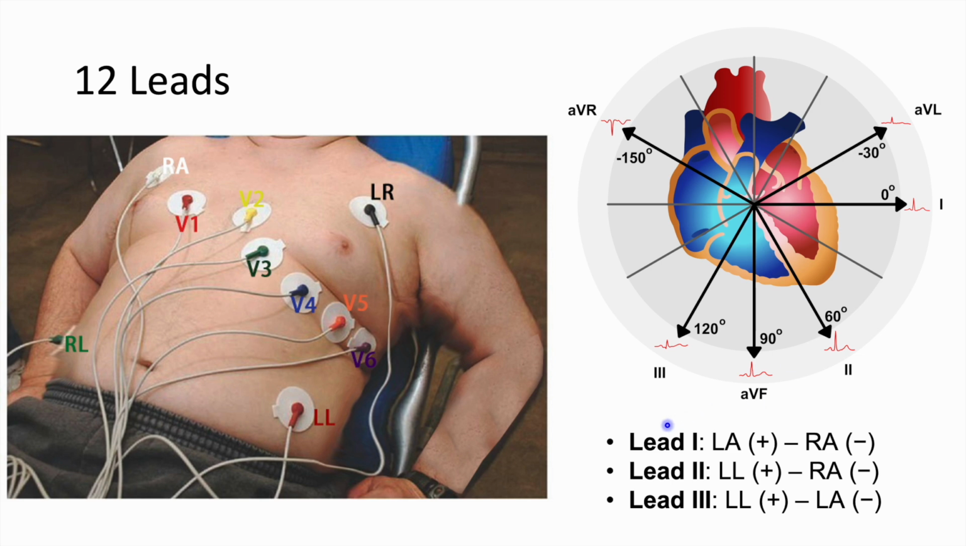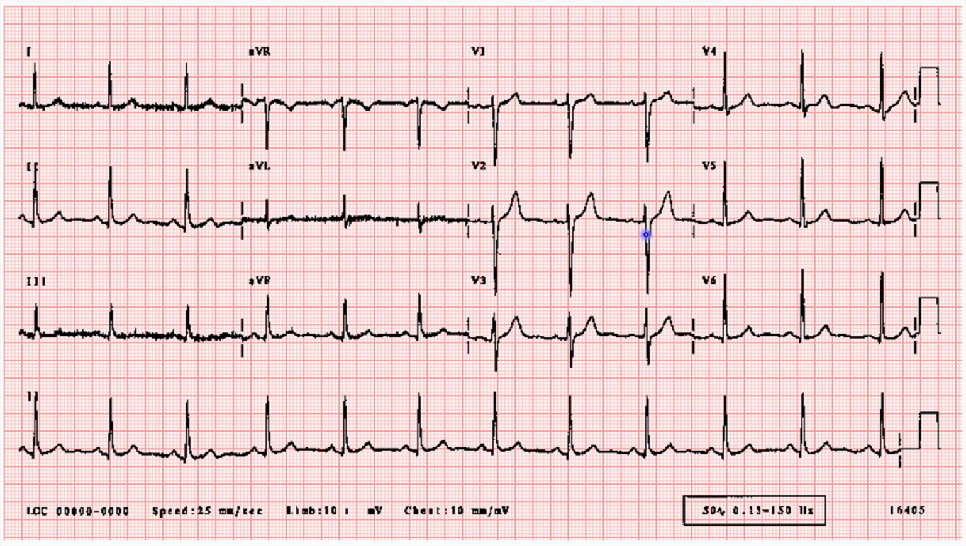And you'll have each of these that you can see here, V1, V2, V3, V4, V5, V6, and then you can calculate lead 1, 2, and 3 based on right arm, left arm, and left leg. These are just quickly how you get those if you're curious. Lead 1 is left arm minus right arm, and so that's going to be this signal here. Lead 2, you can see, is going to be here, and lead 3 is going to be here.